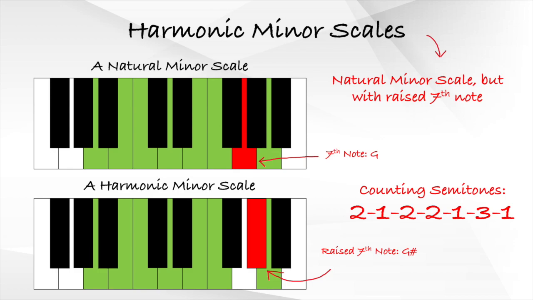If you're interested in how we can derive harmonic minor scales using the semitone numbers method, here are the semitone numbers for the harmonic minor scale, but let's not run through this process again, as it is pretty much the same as the previous examples.